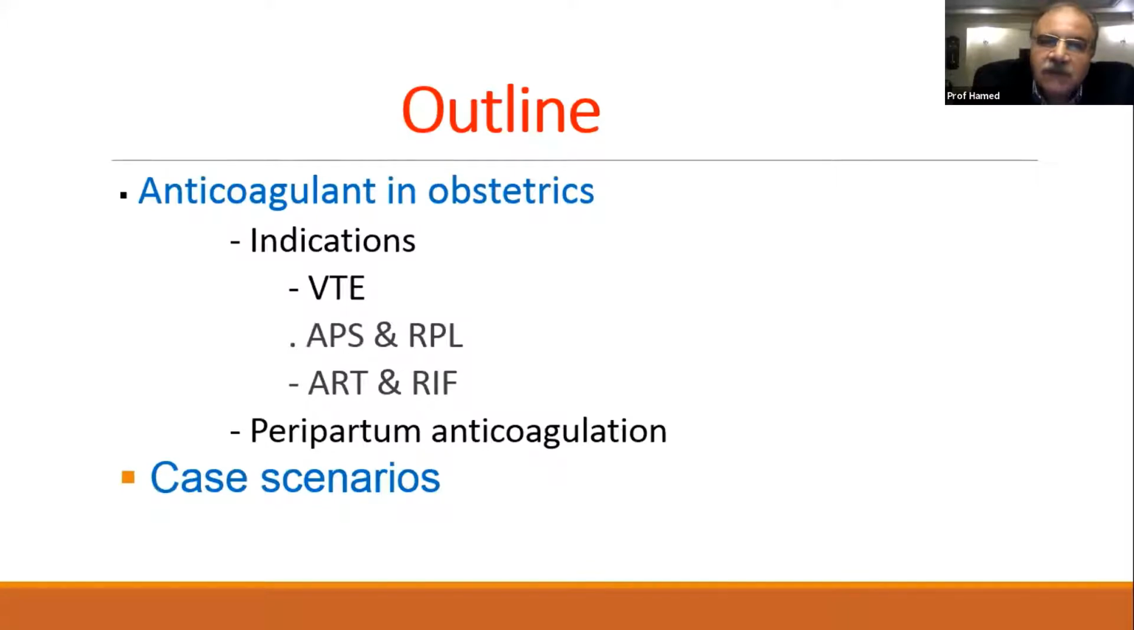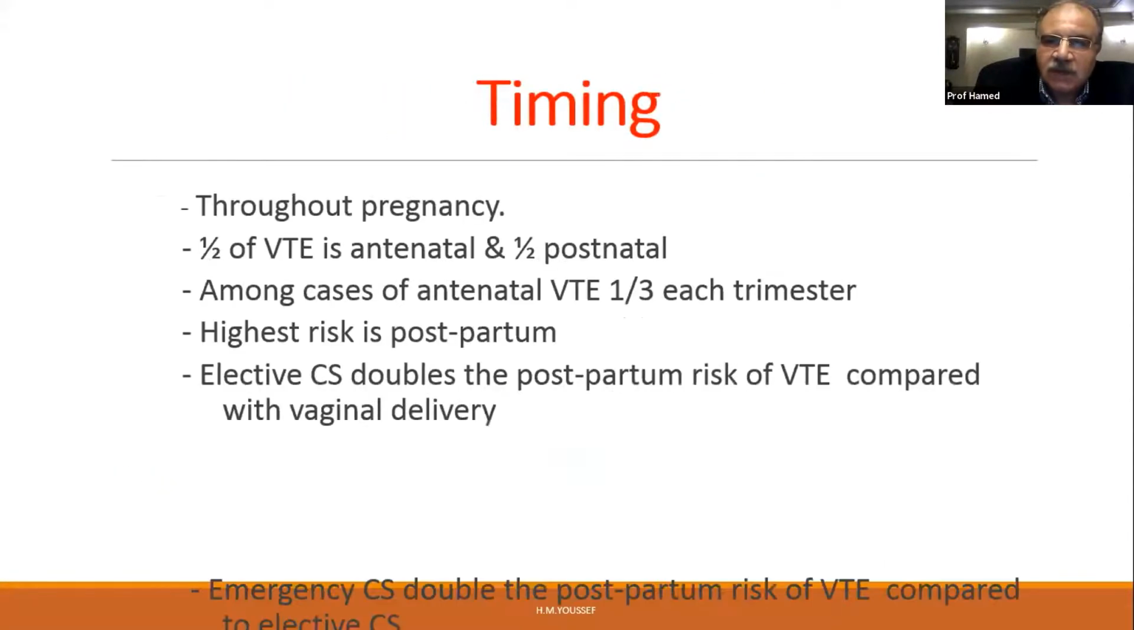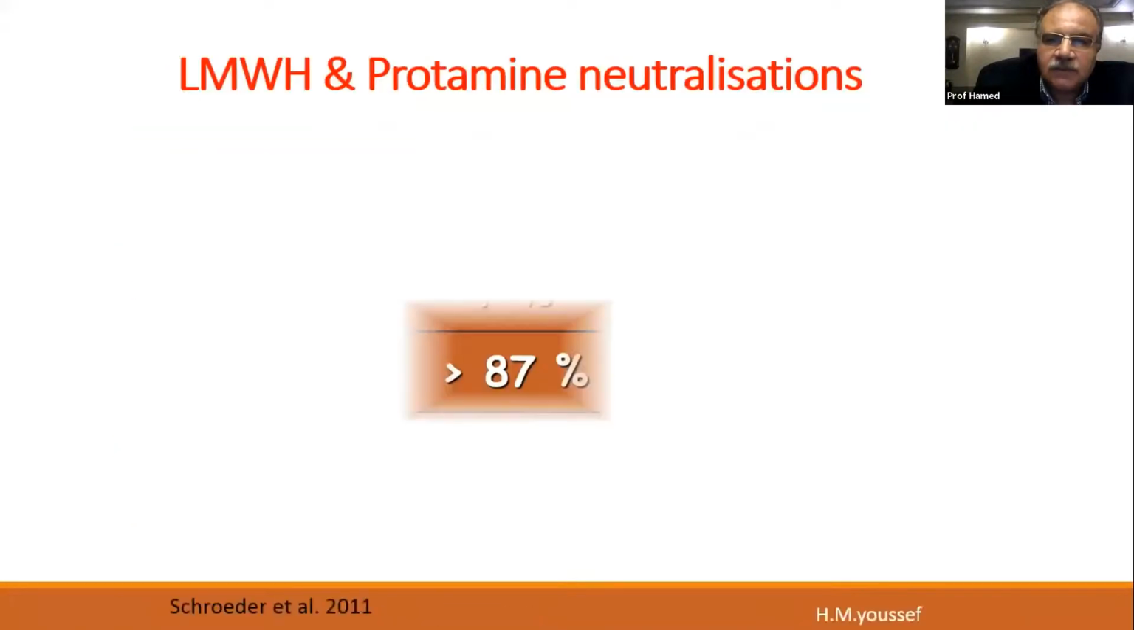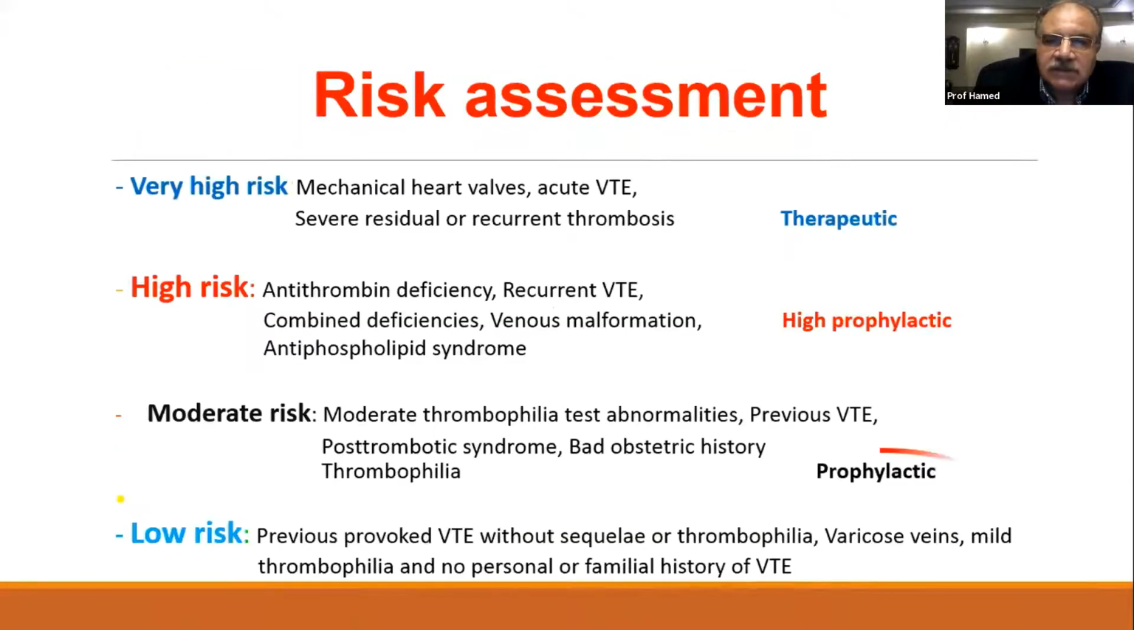And then we have to outline the role of anticoagulants in obstetrics in general and their indications, including VTE, the antiphospholipid syndrome, recurrent pregnancy loss, and ART and REF. And then what about peripartum anticoagulation, and then finally case scenarios. So for the first half of the presentation, I will pass it and go directly to case scenarios.